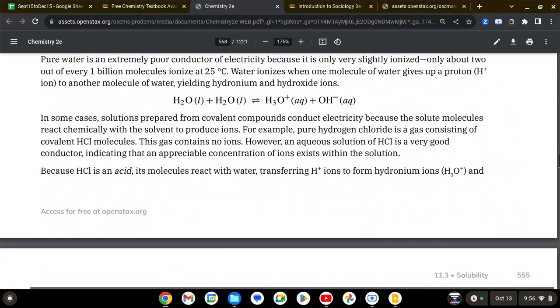Covalent electrolytes. Pure water is an extremely poor conductor of electricity because it is only very slightly ionized. Only about 2 out of every billion molecules ionize at 25 degrees Celsius. Water ionizes when one molecule of water gives up a proton to another molecule of water, yielding hydronium and hydroxide ions. In some cases, solutions prepared from covalent compounds conduct electricity because the solute molecules react chemically.